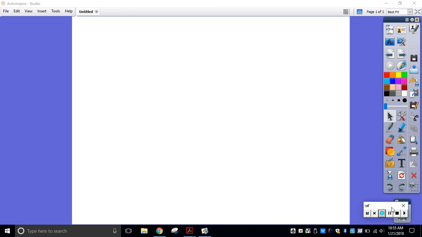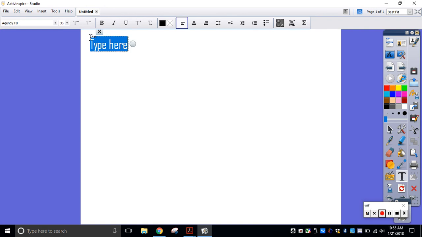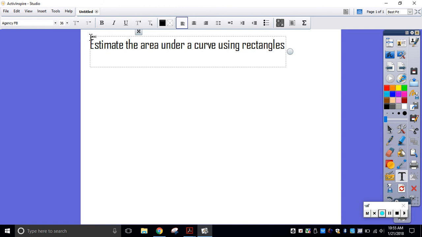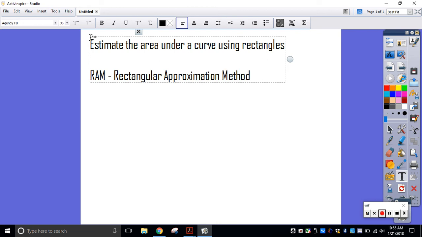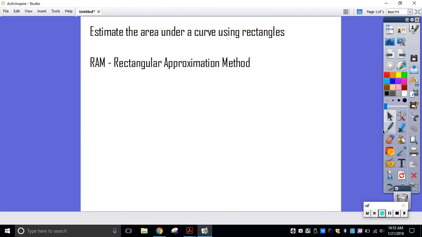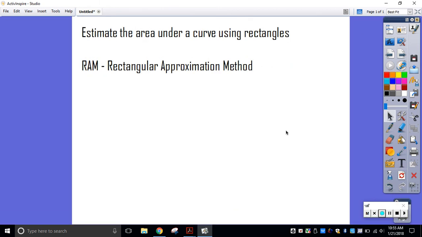Hello, this is Mrs. Taylor, and I am going to walk you through how to estimate the area under a curve using rectangles. And what you'll see is this will be abbreviated as RAM, which is the rectangular approximation method. And this is really a building block working towards the theory and concepts behind integration.